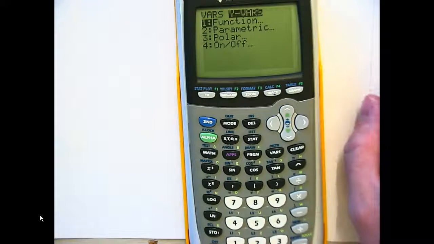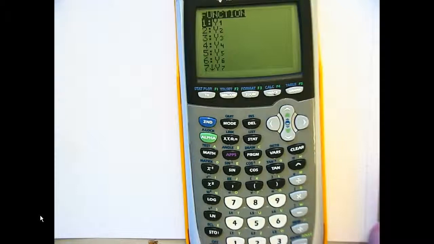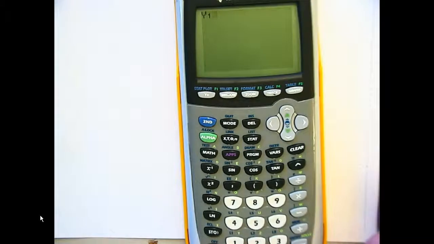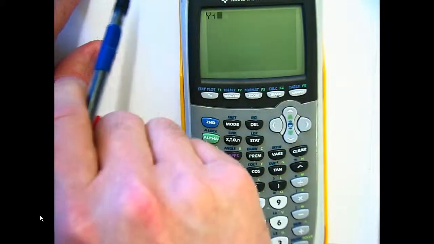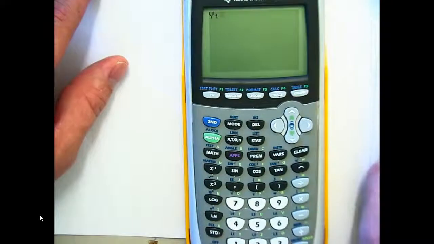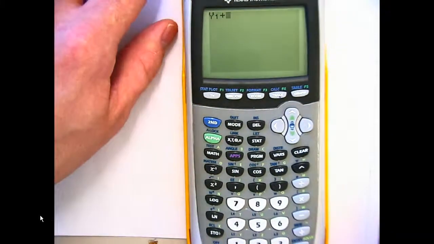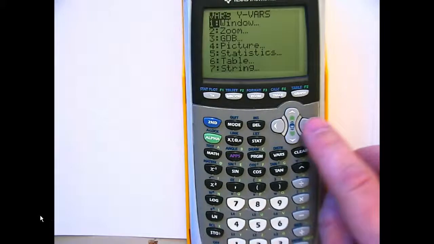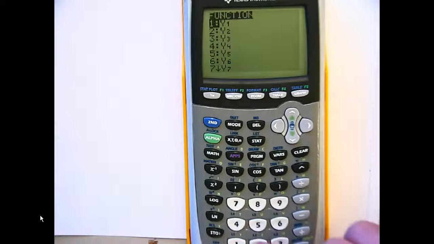What type of y variable are you selecting? We are selecting a function. Where is that function? Well, where's our first one at? Y sub 1. Okay? And with that function, we are going to add f to g, what we call y sub 2. So we are going to add y sub 2. How do we get y sub 2? Well, we have to go back to VARS, go to Y-VARS, go to function, and go down to option 2.